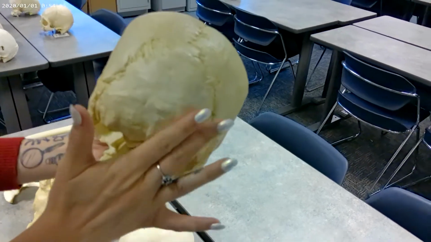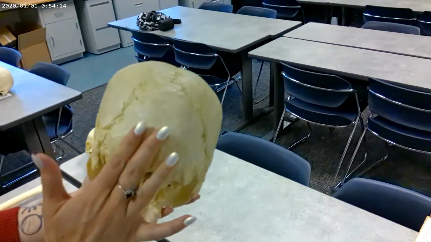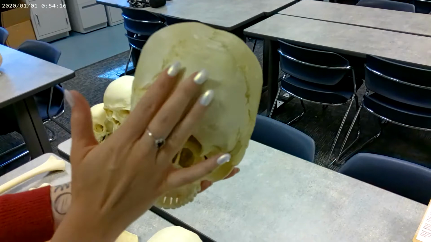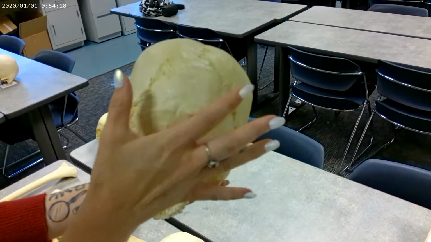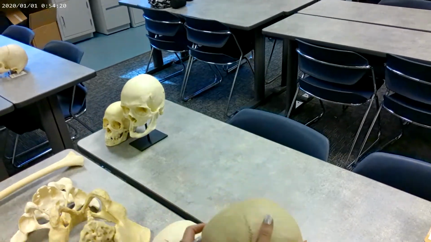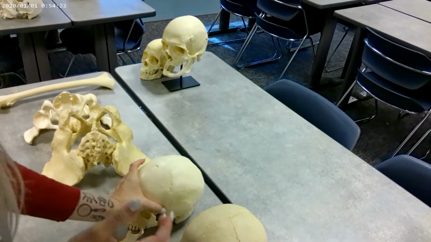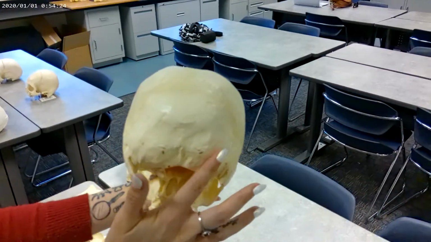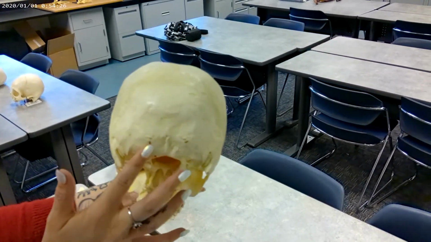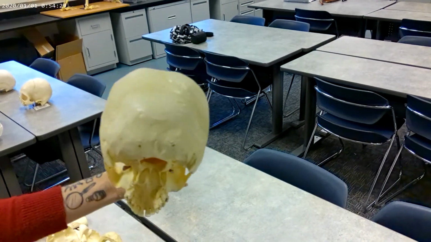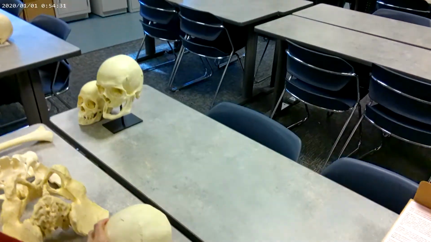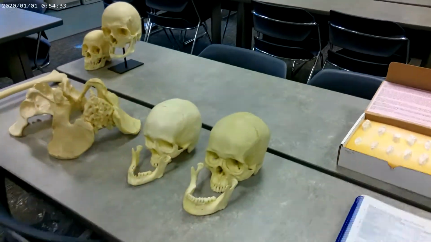Same for back here, the nuchal area. This is where your neck muscles would attach, and you can see a lot of roughness. So a lot of muscle attaching here. You're just not going to see quite as much roughness on the female skull. Again, these are overgeneralizations, but they do tend to show patterns in males versus females.